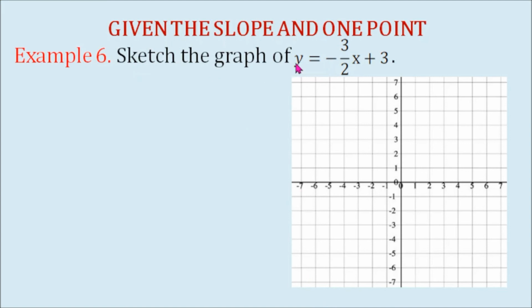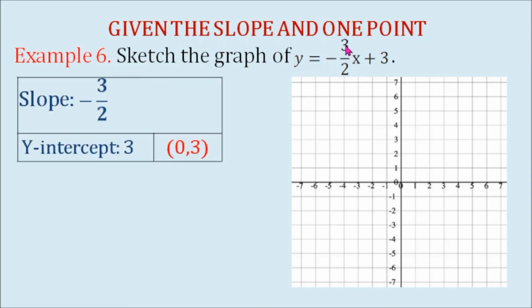Sketch the graph of y equals negative 3 over 2x plus 3. Our equation is written in slope-intercept form. So our slope here is negative 3 over 2, and our y-intercept is 3. Since our y-intercept is 3, the coordinates of the point are 0 and 3. Now, we will start with point 0, 3, which is here.